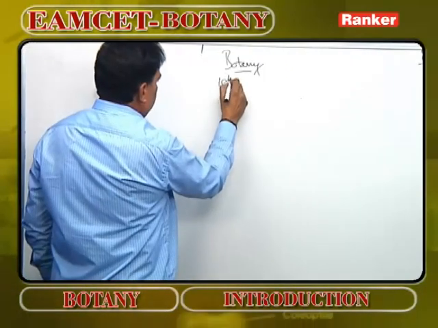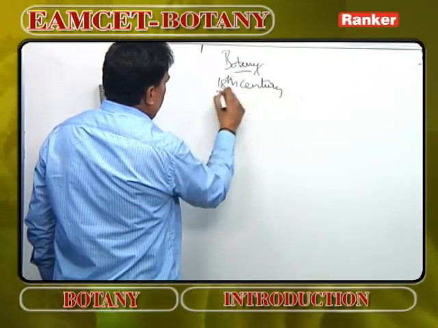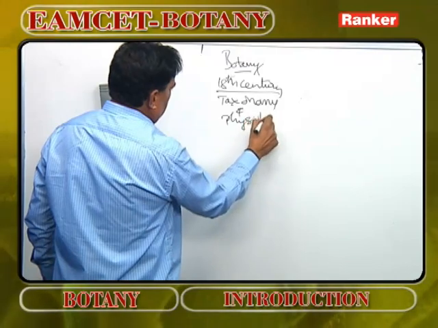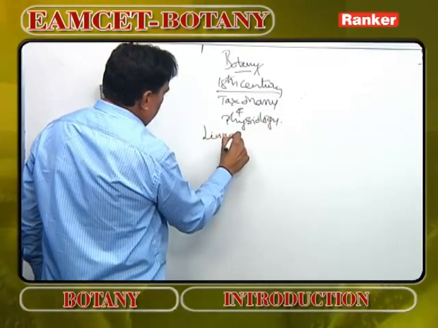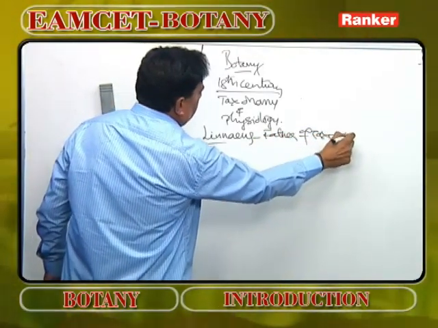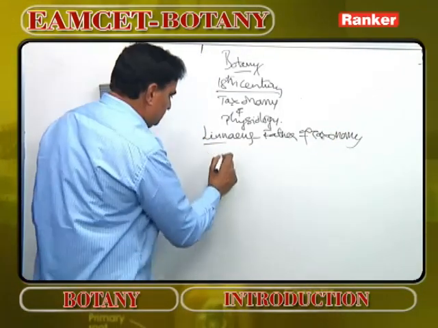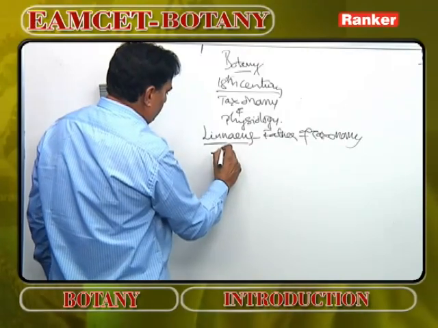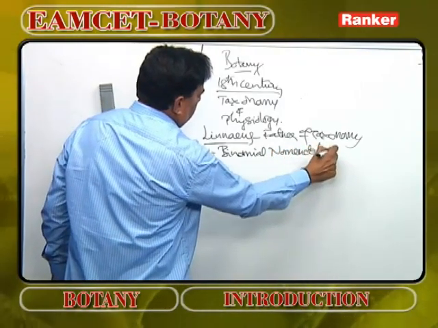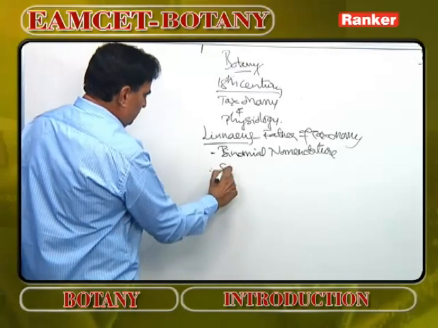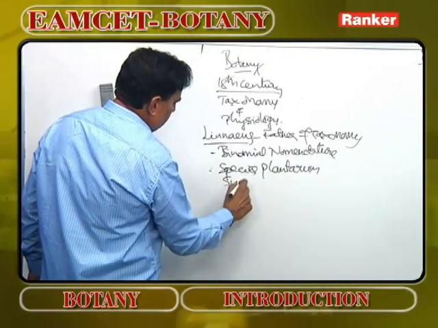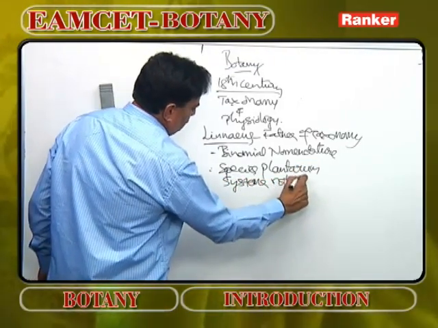Then the 18th century is known for the development of taxonomy and physiology. The very famous taxonomist Linnaeus, popularly known as the father of taxonomy, belongs to this period. He popularized the concept of binomial nomenclature. He also wrote two very popular books. One is Species Plantarum, the other is Systema Naturae.